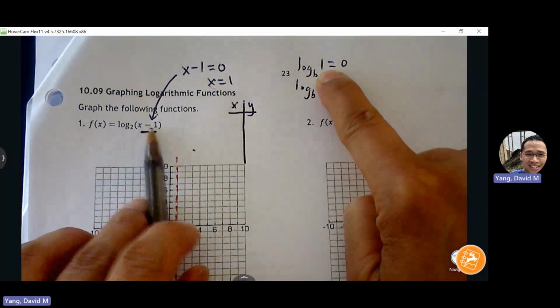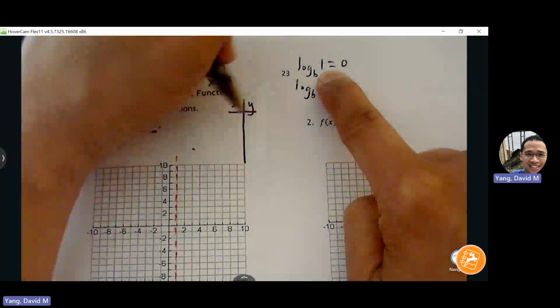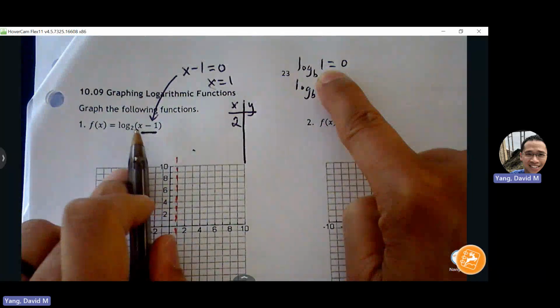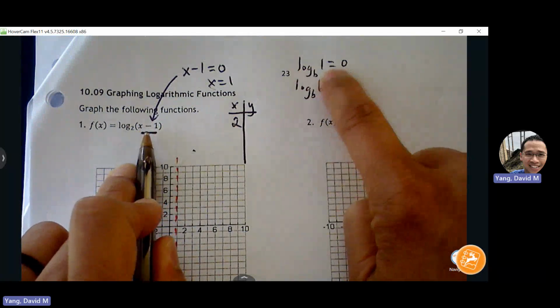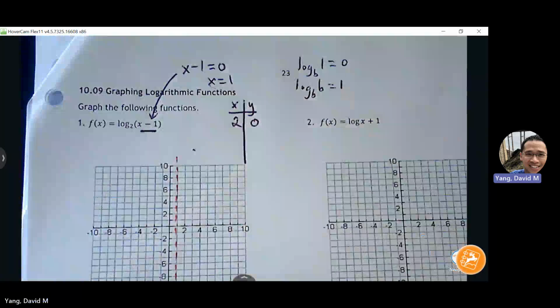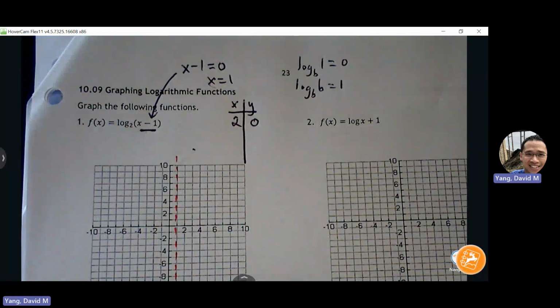So what can I pick for x that will make that parentheses equal to 1? 2, right? Because 2 minus 1 is 1. That's perfect. Log of 1 is 0. So if I put 2 in for x, that will cause my expression to be 1, and I know log of 1 is 0. So that makes sense.